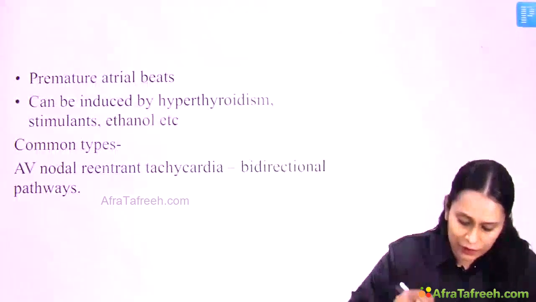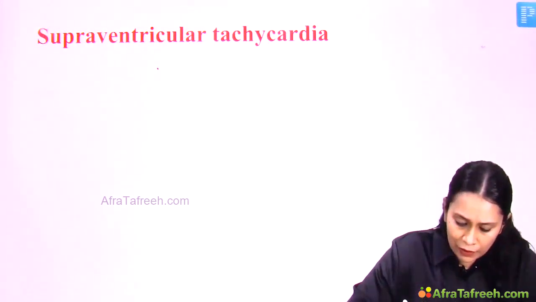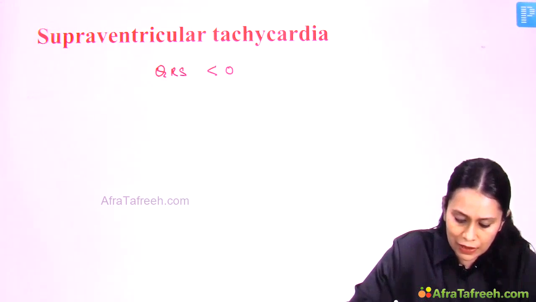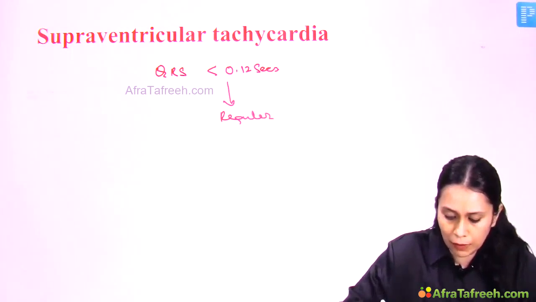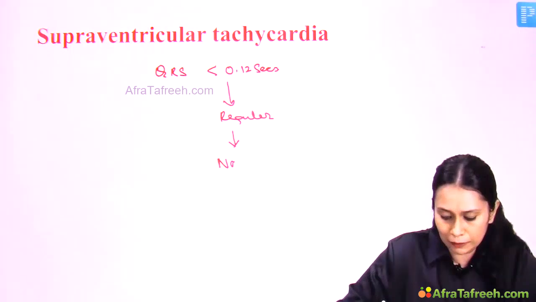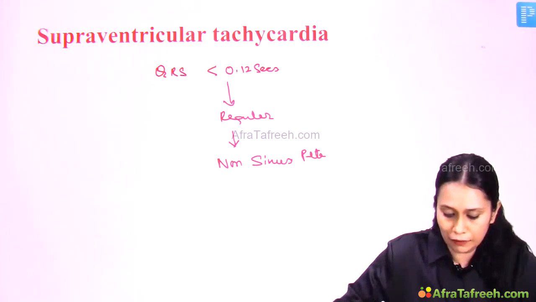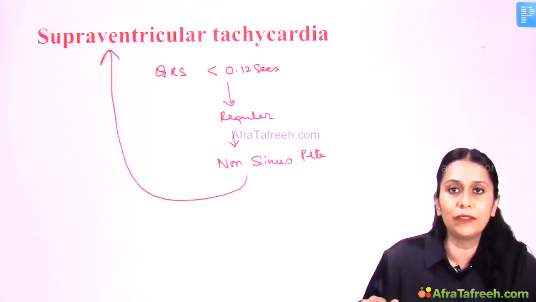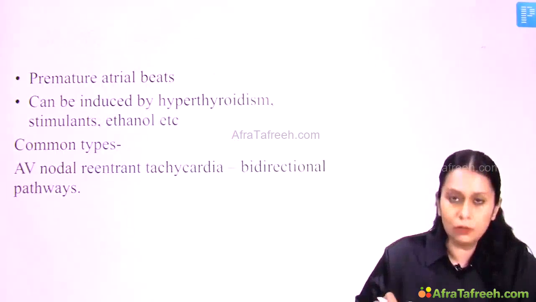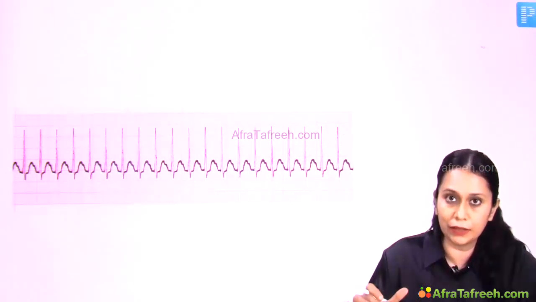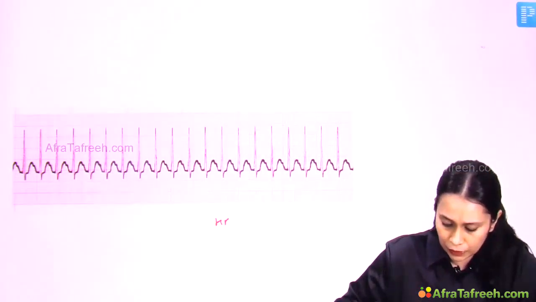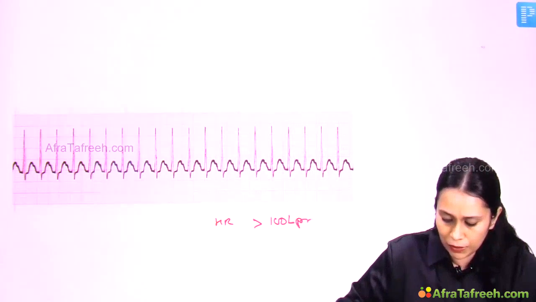Well, as I told you, when the QRS complex is less than 0.12 seconds and the rhythm is irregular, but the non-sinus pattern, that is, no P wave is seen, then it is most probably supraventricular tachycardia. So what is causing supraventricular tachycardia? Rather, before that, see this ECG of supraventricular tachycardia. The heart rate is very high, more than 100 beats per minute, and no P wave is seen.